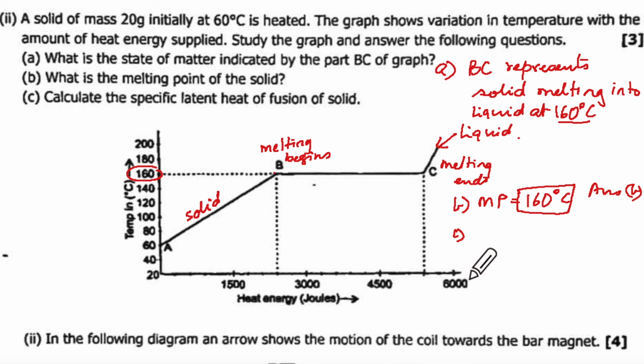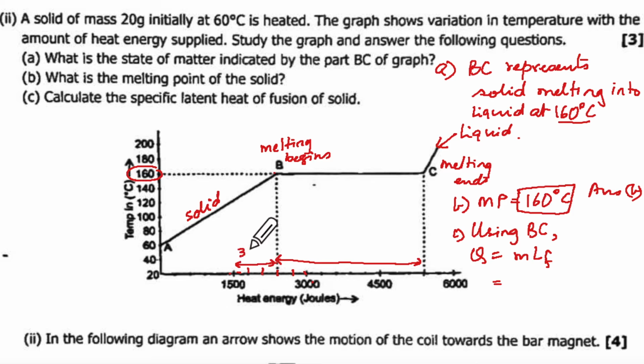What is C? Calculate SLHF, the specific latent heat of fusion. Using BC, you will say that heat, that is Q, is equal to MLF. Correct? How much is the heat for this region? This is 1500. Wait. 1, 2, 3, 4, 5. Can you see that? So 500. Each one is 100, 100, 100. So from here to here is 300. Are you able to understand?